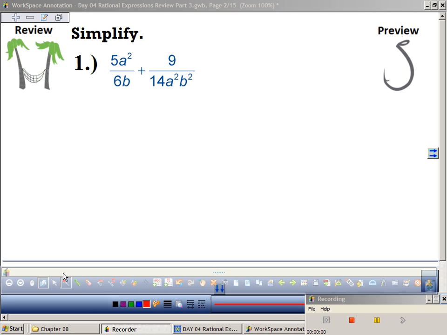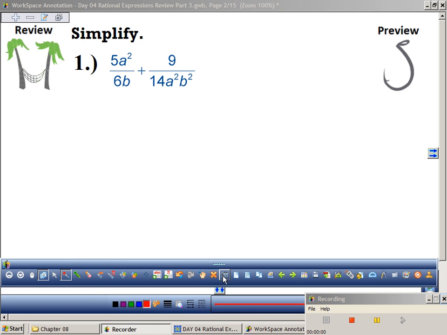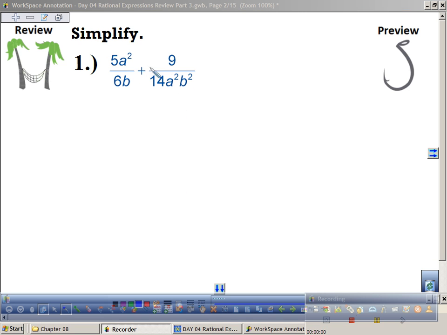One more day of review on simplifying rational expressions, aka fractions, right? So, what do I need in order to add these two fractions? I need a common denominator. We'll call it the CD.